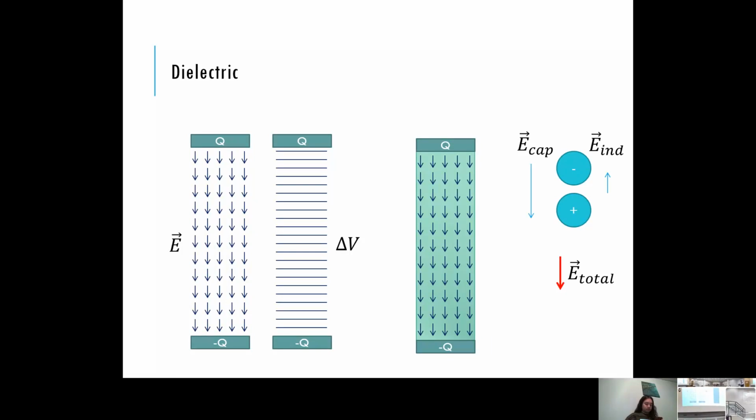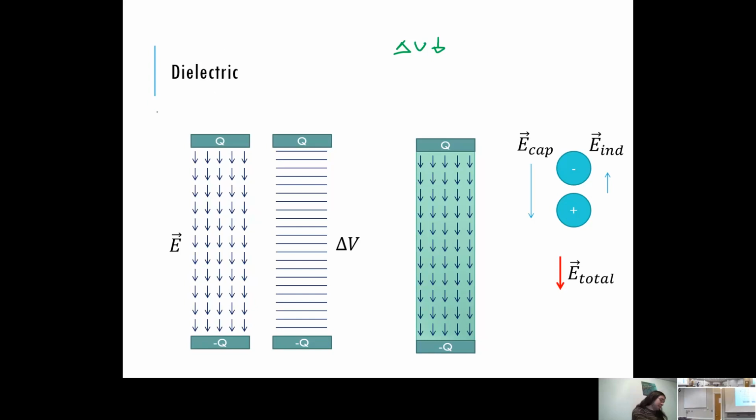So the spacing of the lines increases. Next question. Spacing of the line increases. Or a different way to say it, the potential drop from the top plate to the bottom plate is smaller. Right, delta V is smaller. We'll write it here. Delta V goes down.